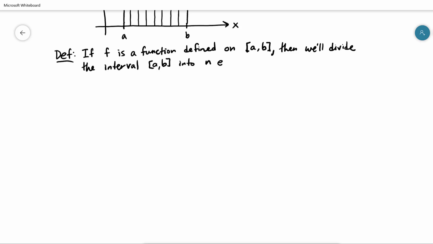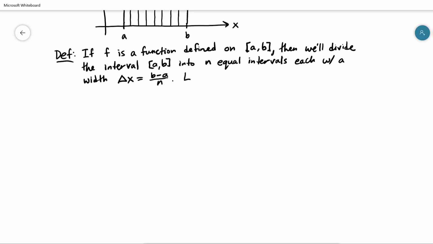So n equal intervals, each with a width of the following. We did this last time. So we called the width delta x, and we found that delta x by doing b minus a, which is the total length of the interval from the right side down to the left side. And we chop that up into n equal pieces. So that's how big our delta x is.